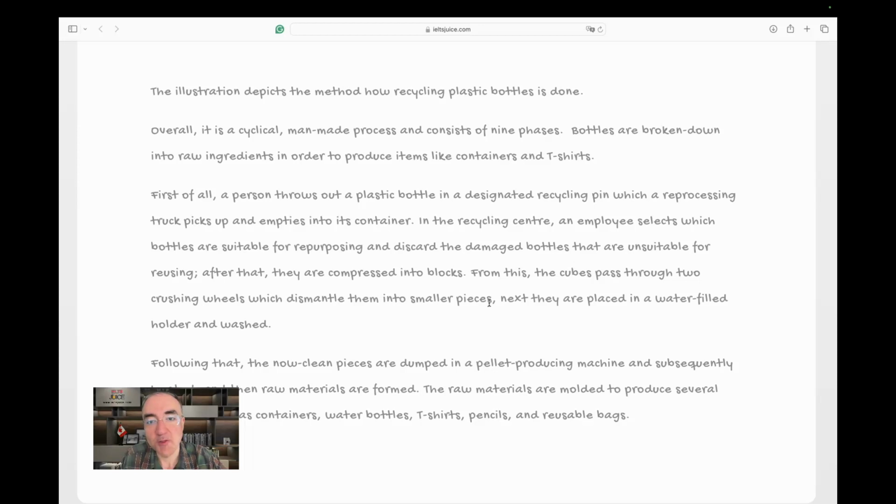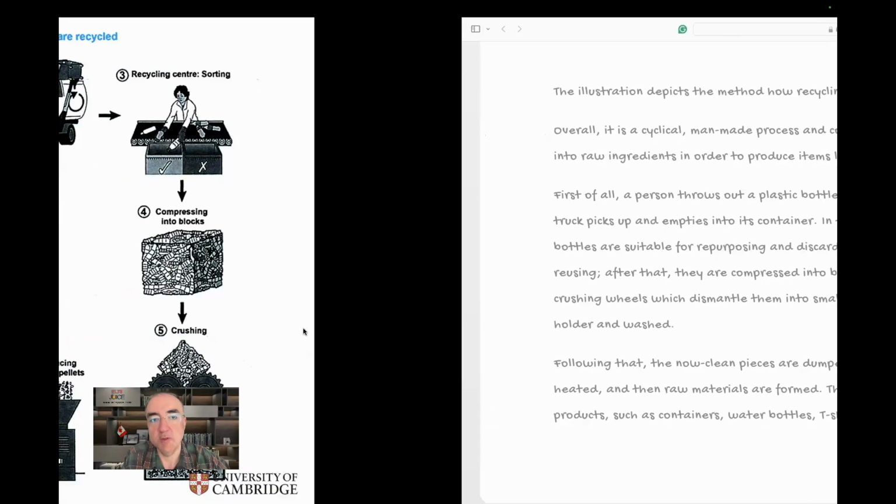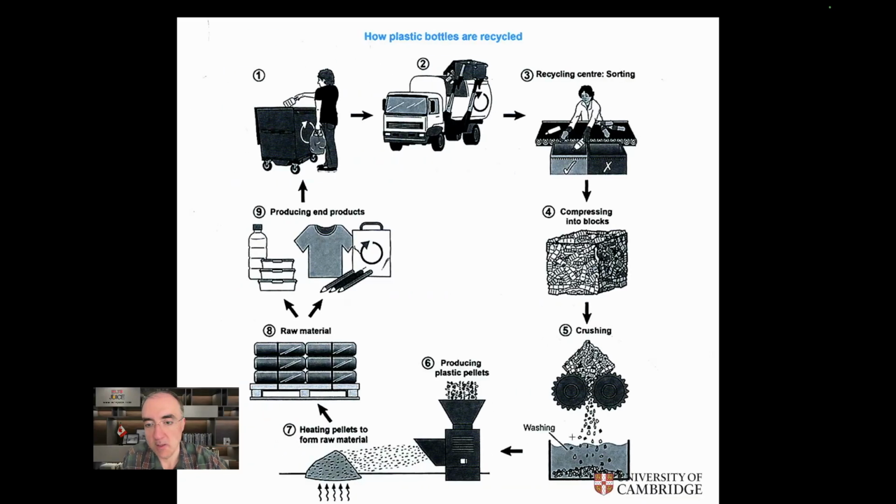Them into smaller pieces. Next, I need a semicolon before next and a comma after that, because this is a sentence. They are placed in a water-filled holder and washed. Very good. So there's a water-filled area or tank, and they are crushed and washed. Understood.